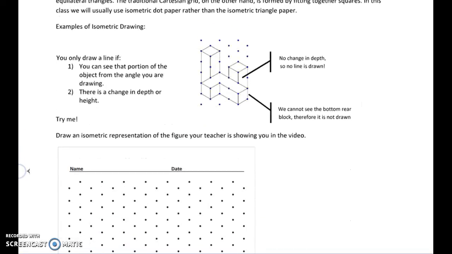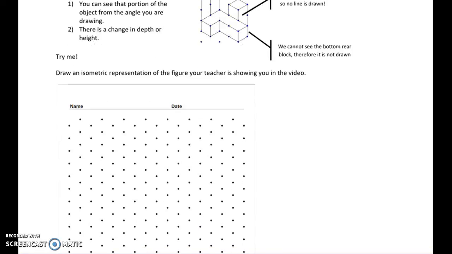What I want you guys to do now, I'm going to pause the video real quick and show you a figure I want you to draw, and I want you all now to draw the figure in the space below.